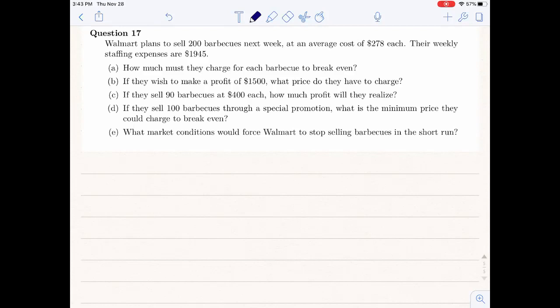If they sell 100 barbecues through a special promotion, what's the minimum price they could charge to break even? So again, setting that profit to 0 and figuring it out. And then what market conditions would force Walmart to stop selling barbecues in the short term? That's the shutdown point, right? And that's when P is less than C, when the price that you can charge P is less than the cost to produce the thing.